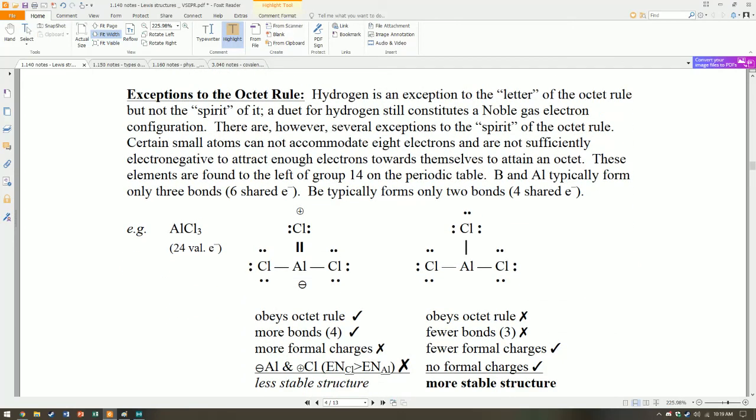Exceptions to the octet rule, as we already discussed. Hydrogen is an exception to the letter of it, but not the spirit. However, there are still exceptions to the octet rule, which are group 2 and 3, which tend to be stable with only 2 or 3 bonds. They tend to be stable with 4 or 6 electrons respectively.